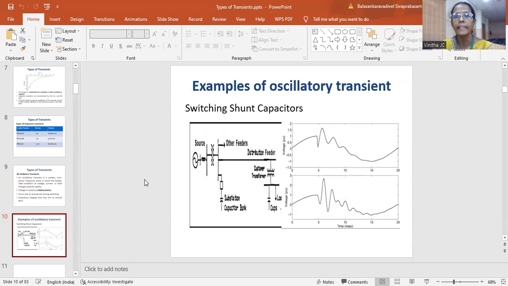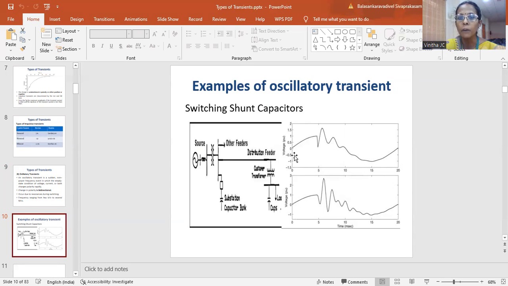And here the example for this oscillatory transient is given. And here the circuit, that is the source which is connected to the load side. And in between we have the transformers, bus bars, transmission lines, etc. For this system, during switching of shunt capacitors, the waveforms are given here.